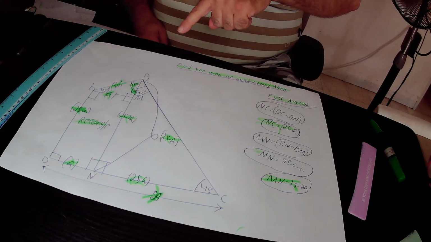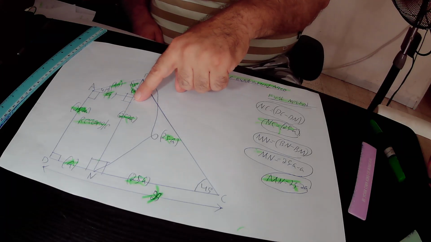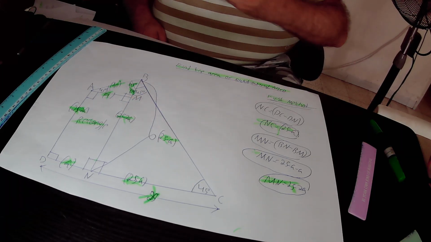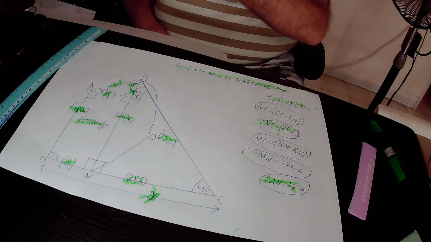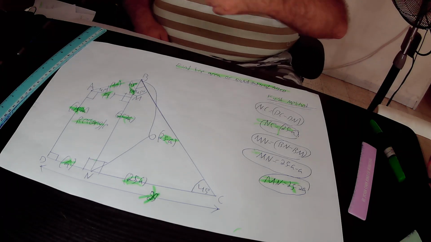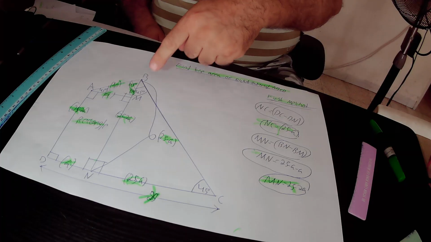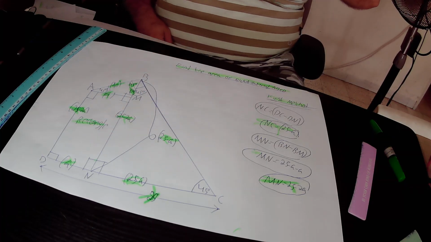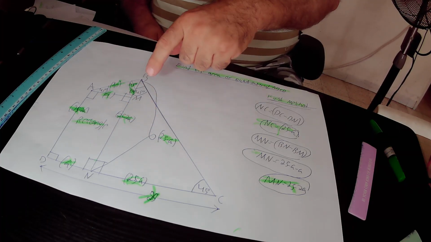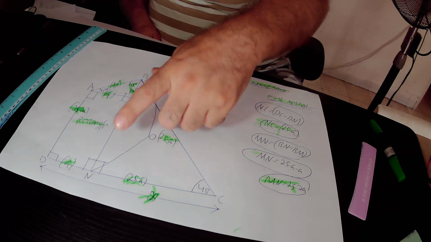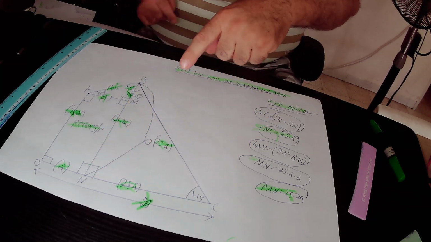BN is a straight line. Why is BN a straight line? Because this is angle BMN, that is equal to 180 degrees in its size, and we know that any angle that is equal to 180 degrees in its size is defined as a straight line. Therefore, BN is a straight line. MN is part of the straight line BN.